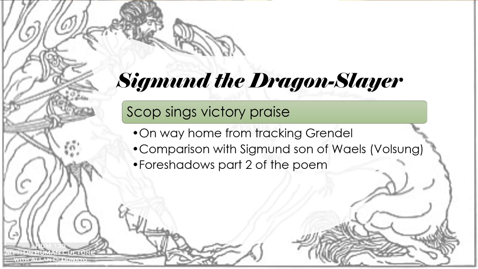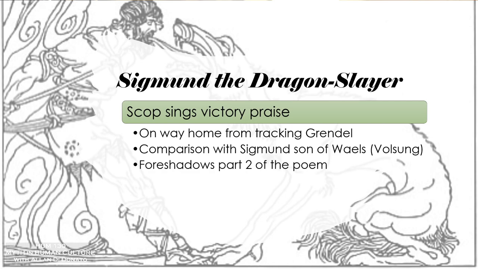Sigmund, remember, is the father of Sigurd. Sigmund in the actual Volsunga Saga is not a dragon slayer. He kills a werewolf and a lot of other people, but he's not a dragon slayer. His son Sigurd is a dragon slayer. Beowulf's poet apparently had a different version in mind.